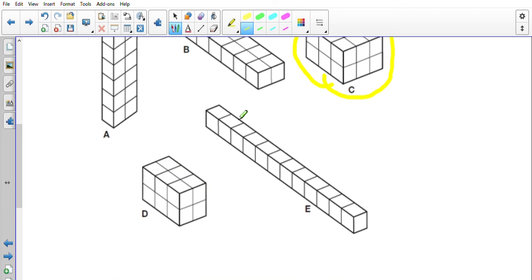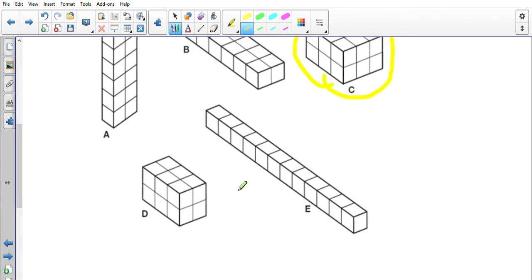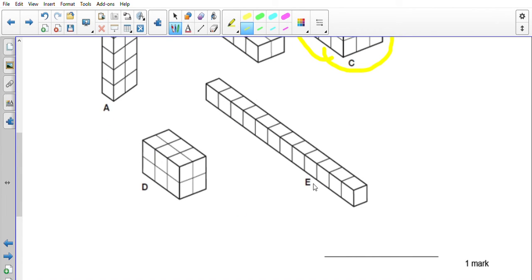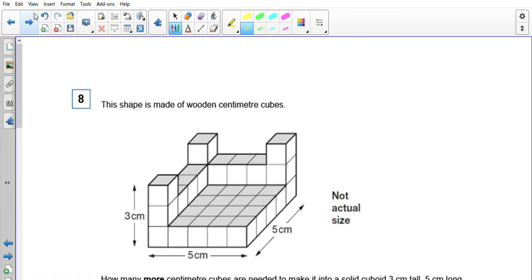To double check that, we're just going to work out the volume of D and E. If you look at D, it's Emma's, but just knocked down. Okay, it's 3 by 2 by 2. So 3 times 2 is 6 times 2 is 12. So that one's fine. And then E here, we have 1 cube wide by 1 cube high. So it's 1 times 1, which is 1, multiplied by 12 long. 1 times 1 times 12 is 12. So here again, we have our shape with a volume of 12. So C is the odd one out.